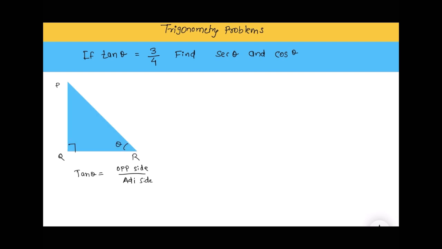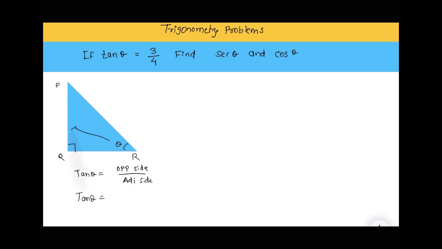Let us solve the second problem. If tan theta is equal to 3 by 4, find sec theta and cos theta. Let's start with drawing a triangle and putting up the dimensions. What you see on your screen is triangle PQR, in which angle R is theta. Here we have been given tan theta value as 3 by 4, and by definition, tan theta is opposite side upon adjacent side. By combining these two, we get tan theta is equal to, what is the opposite side?